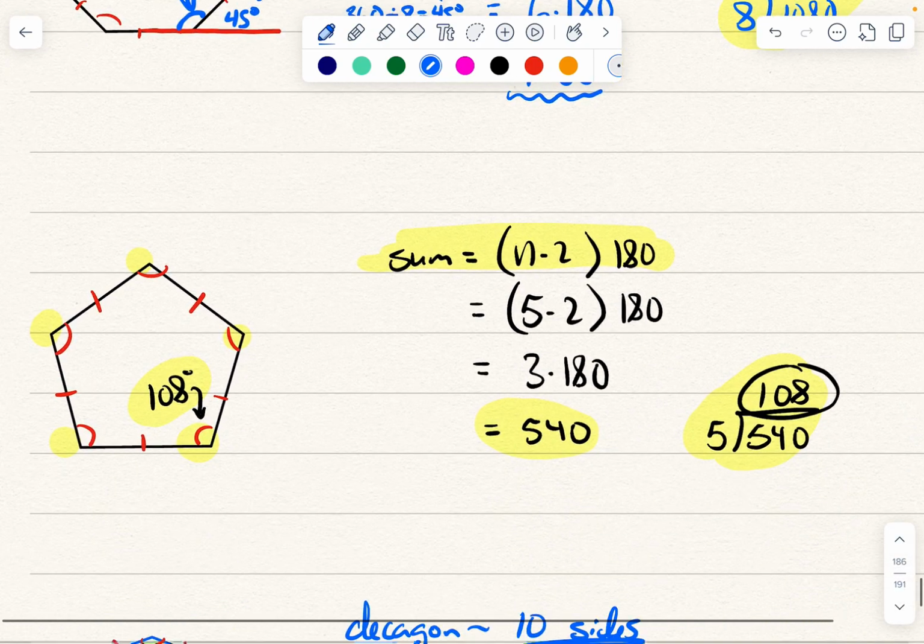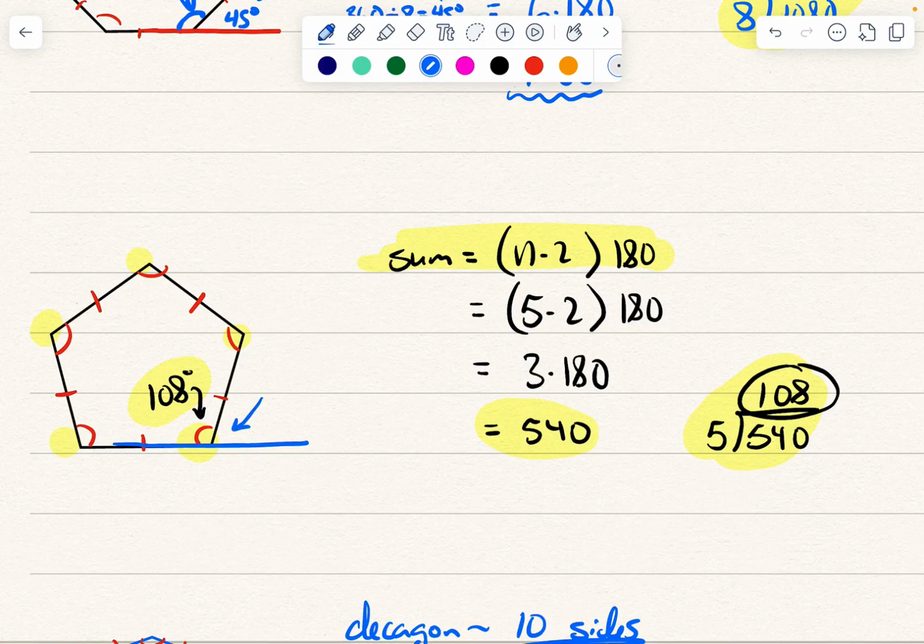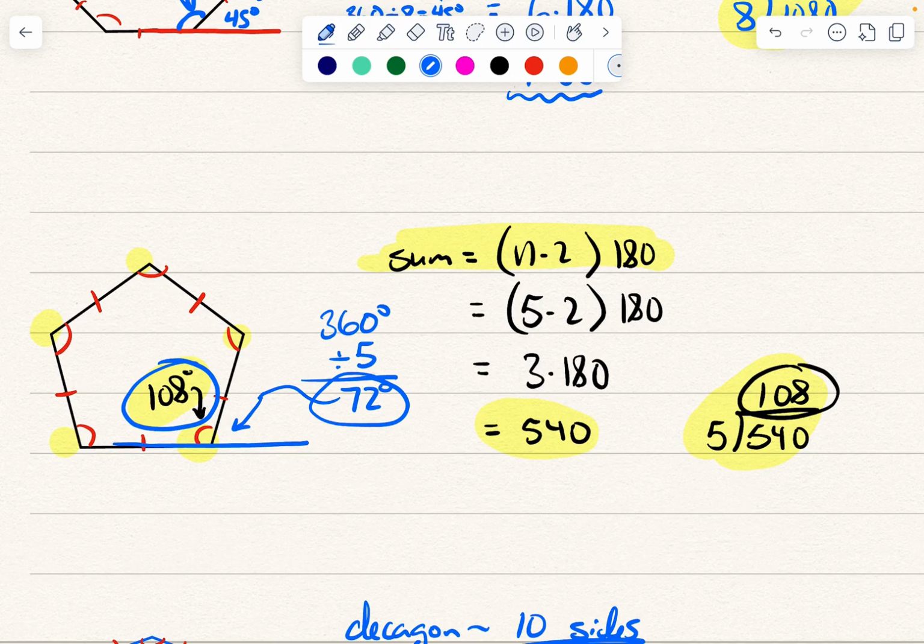It works for this pentagon right here. We could extend this side and say, this is an exterior angle. The exterior angles always add up to be 360. We could divide that by the 5 angles that there are, and we would get 72 degrees. And that's how big this one is, 72 degrees. And look, 72 and 108 are supplementary. So if I gave you how many sides and you knew that it was regular, then you could figure out the exterior angle even easier, and then you know that the interior angle is supplementary to it.